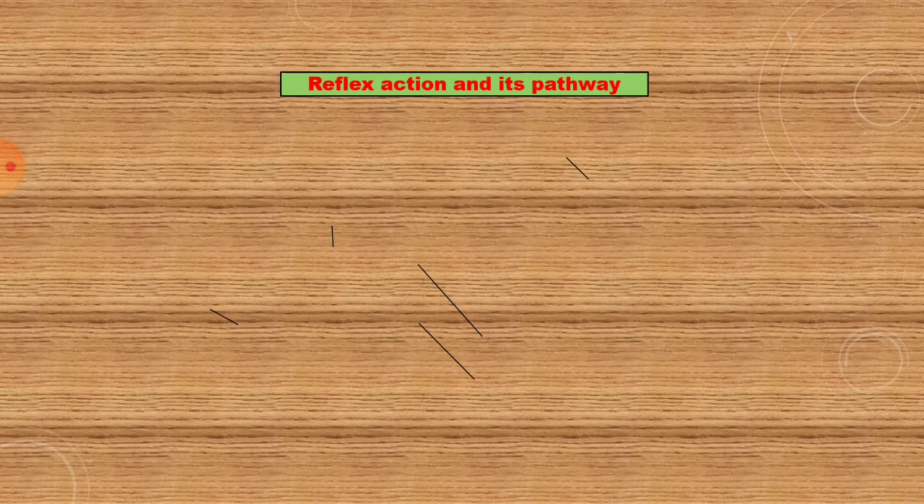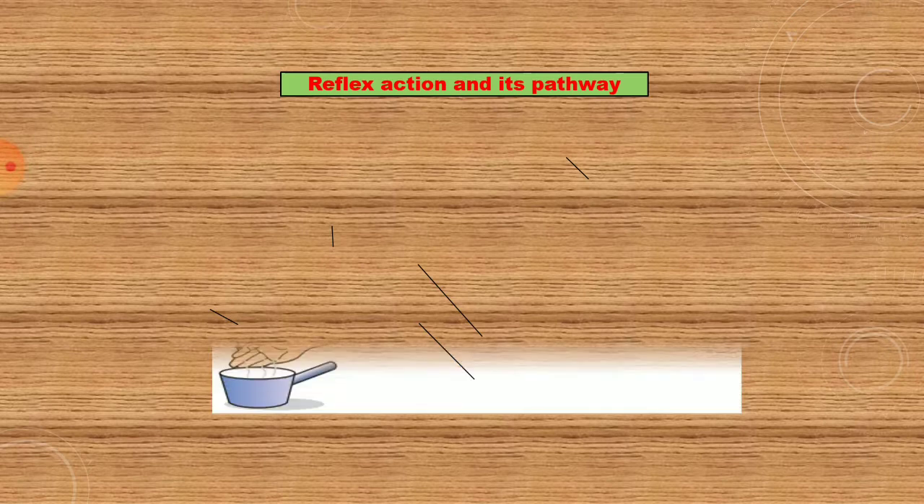Next, reflex action and its pathway. The pathway taken by a nerve impulse to accomplish a reflex action is called a reflex arc. Now we will see how the body executes a reflex action.